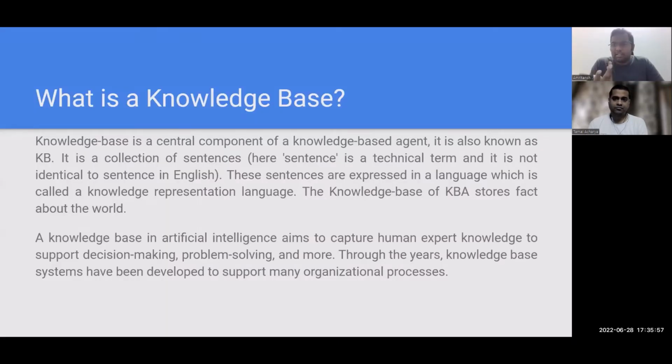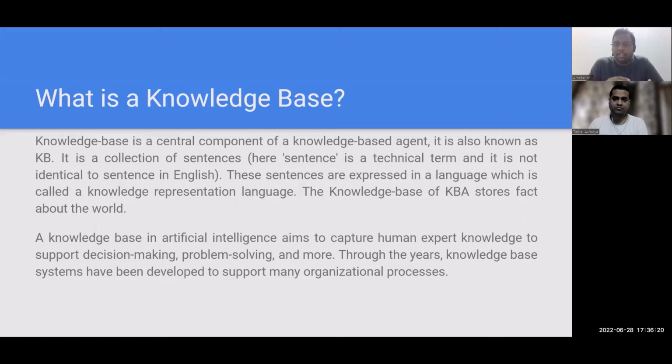Now, let's discuss what a knowledge base is fundamentally. A knowledge base is the central component of a knowledge base agent, and it can be represented as a collection of sentences. Sentence is a technical term here, so please do not get fooled into thinking of English sentences. These sentences are expressed in a language which we will discuss later in this video, called the knowledge representation language.